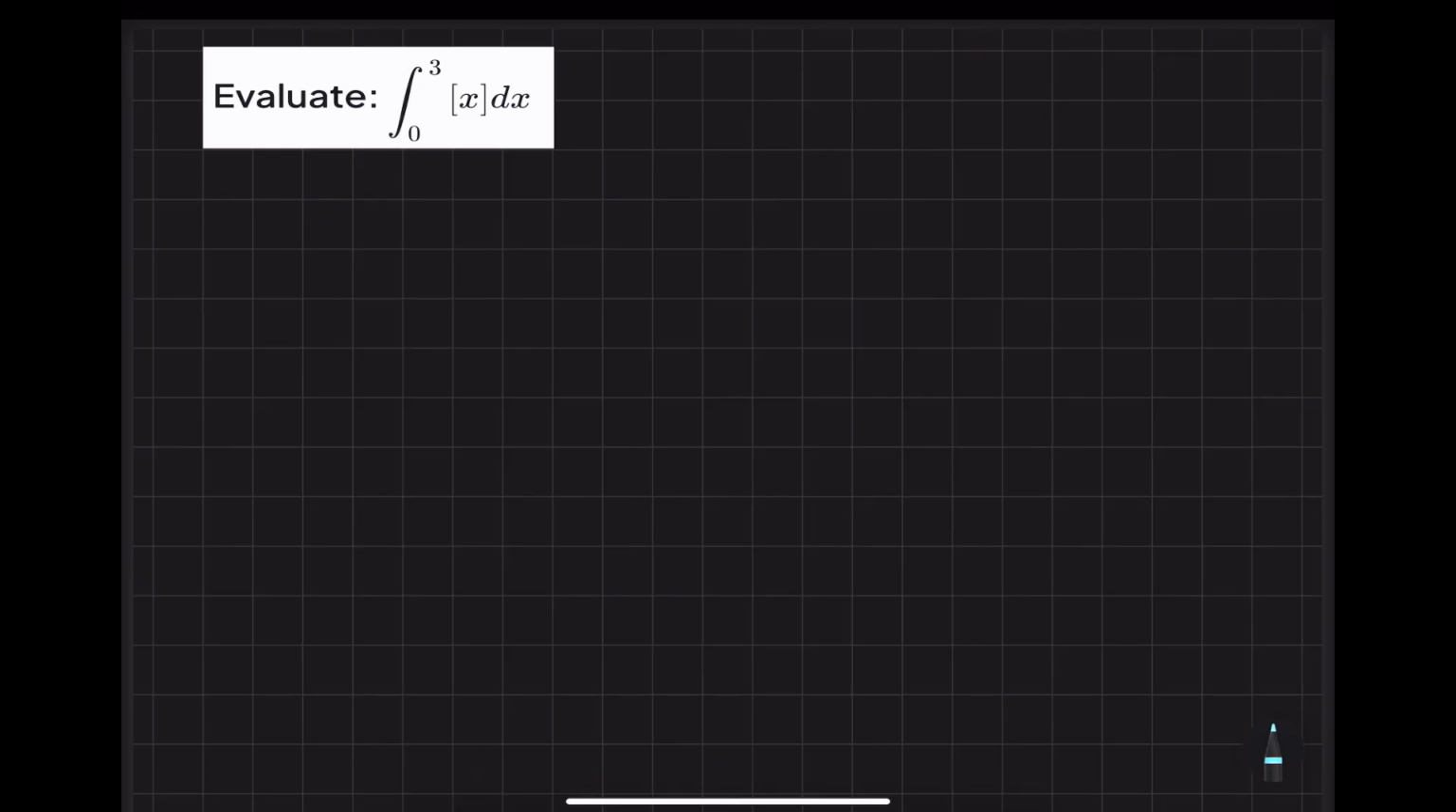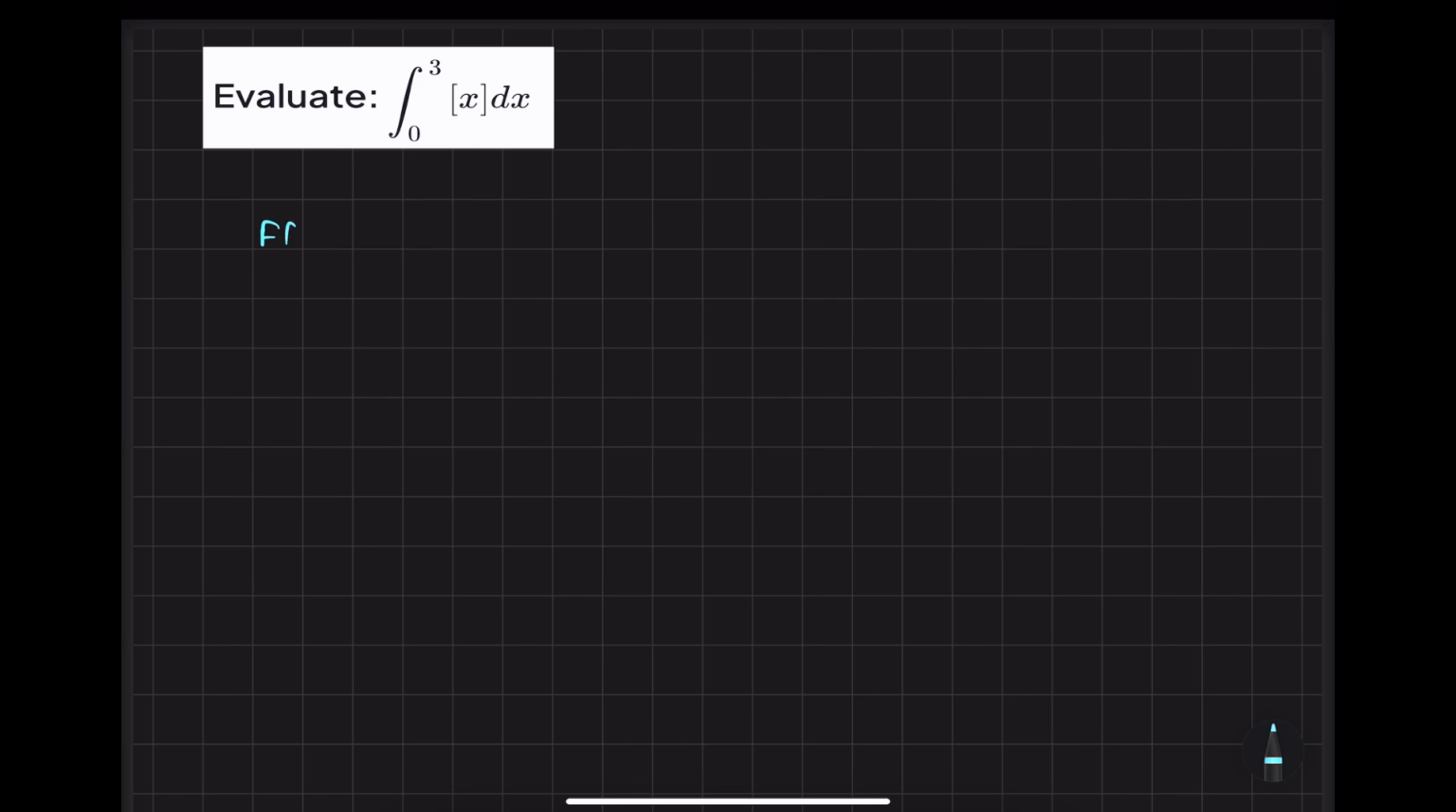Okay, so we got this situation to handle. In this part, we have to find the definite integration from 0 to 3 of the box function. You know that we don't know the direct formula for how to handle the box function, but we also know that this box function can be manipulated as a piecewise function.